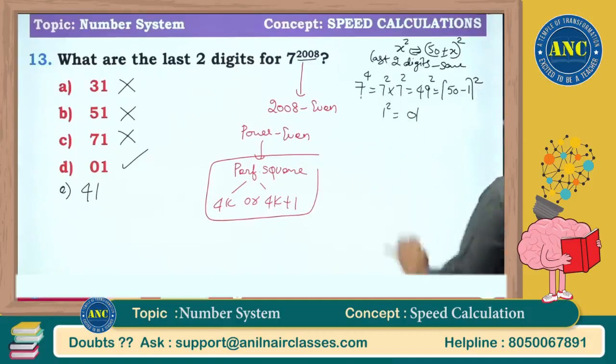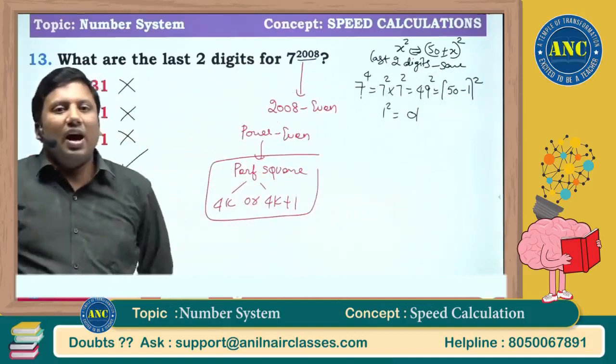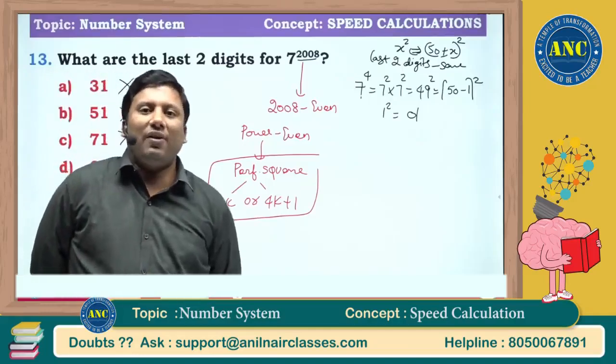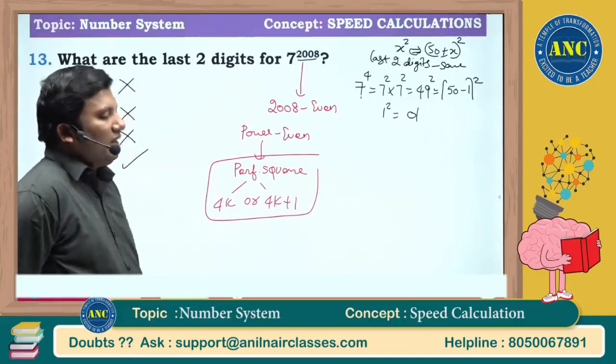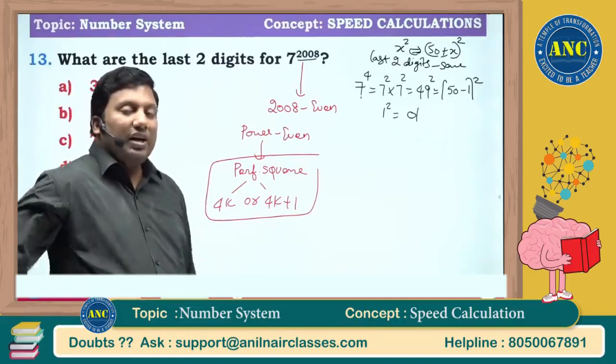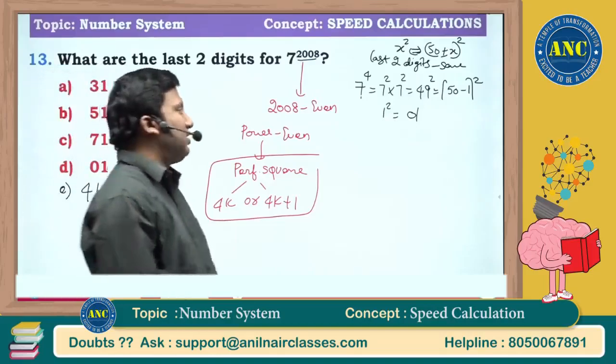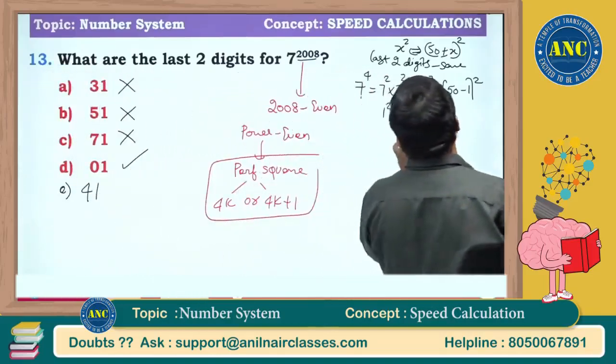7 power 4 is 7 square into 7 square. 7 square is 49, another 7 square is 49. 49 into 49 is 49 square. 49 is 50 minus 1, whole square. Like x square, 50 minus x whole square. The last two digits will be the same. So the last two digits are 0, 1.